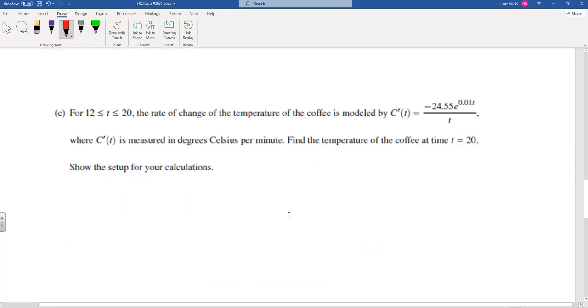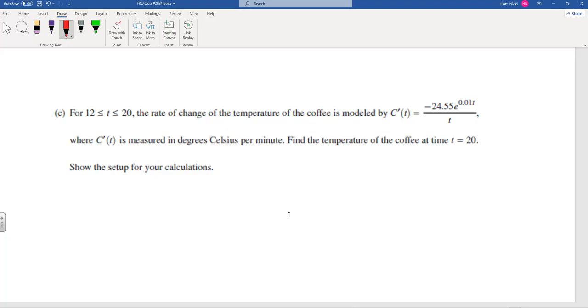For C, from 12 to 20, the rate of change of the temperature of the coffee is modeled by C prime of T, and it gives you that equation where C prime of T is measured in degrees Celsius per minute. So this is our rate, right? Find the temperature of the coffee at time T equals 20. Show the setup for your calculations.